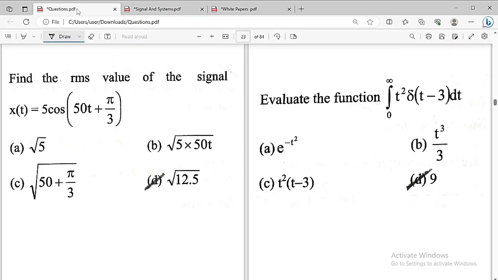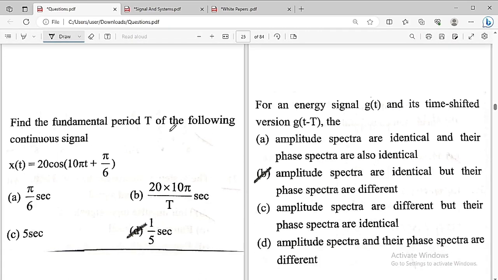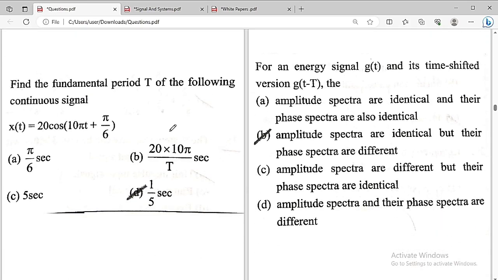So now let's go for another question. The question says: find the fundamental period T of the following continuous signal. Basically they have given some continuous time signal and they are asking us to figure out the fundamental time period for this continuous time signal.